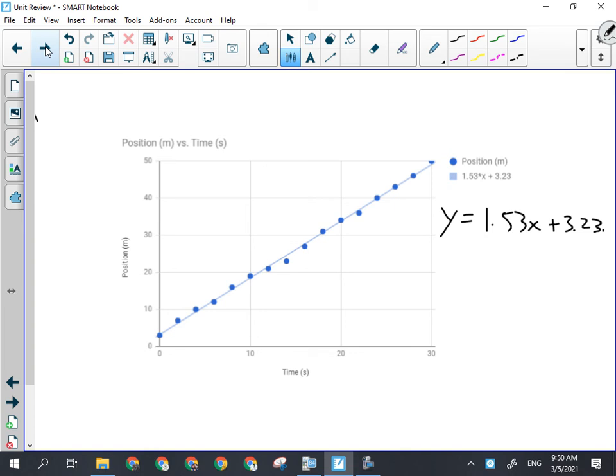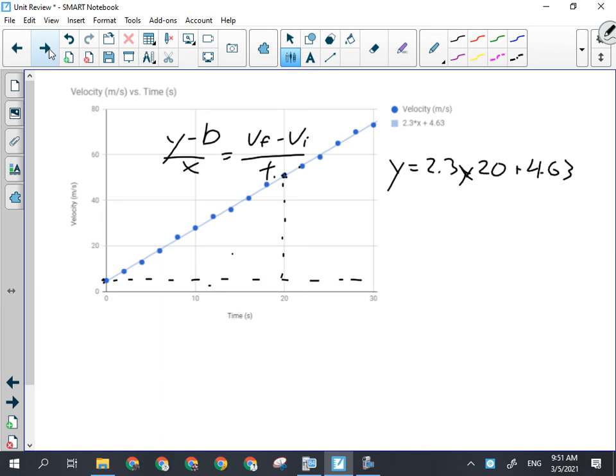Or the reverse: how long would it take for the object to reach a position of 32 meters? Sorry, I said that backwards. We don't have a point on the graph at that position, and you would have to solve for x in that situation. Does that sort of make sense? That would be one type of graphing question.